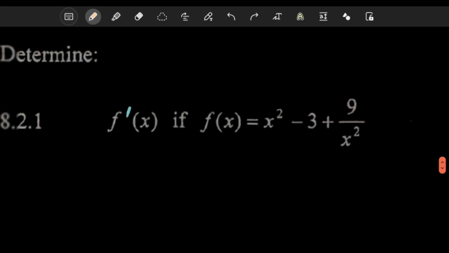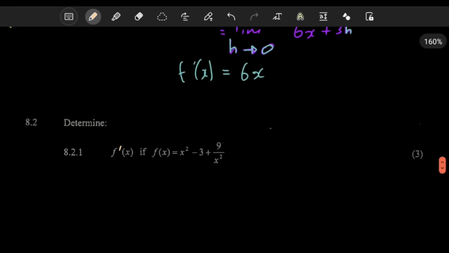Here they want us to differentiate. You see, now they're asking us to differentiate again, but here they said nothing about first principles. So here you can just use the power rule.